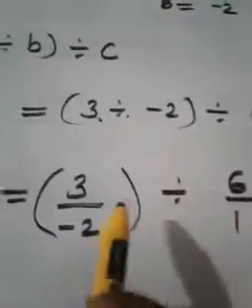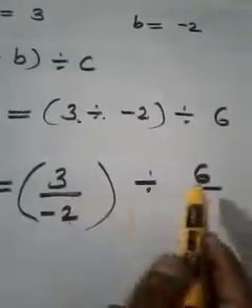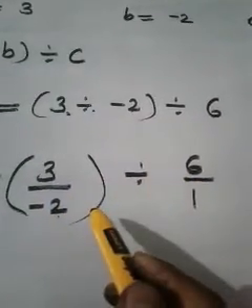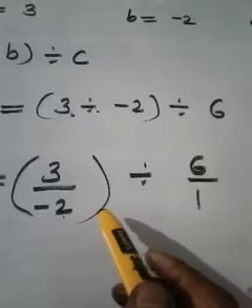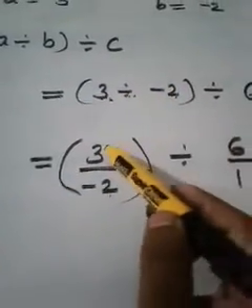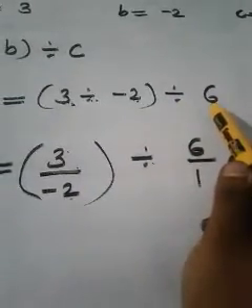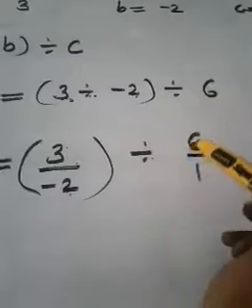Because now you just see, this is a fraction, this is also a fraction. You know how to divide two fractions: multiply with the reciprocal. That kind of idea we can use. Once again, 3 divided by minus 2 I can replace by 3 divided by minus 2, division sign as it is. 6 I can write as what? Since there is no denominator, I can write it as 6 by 1.